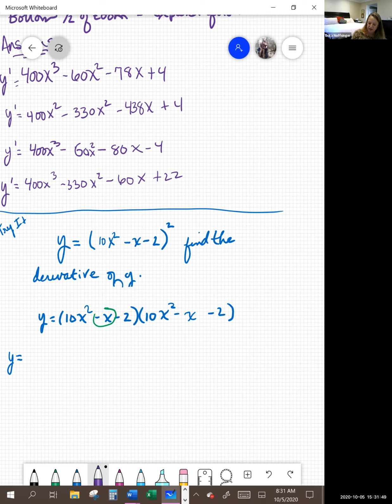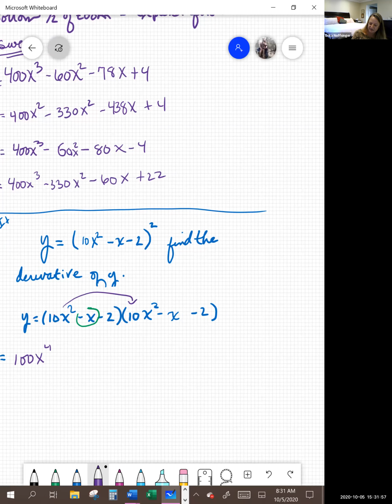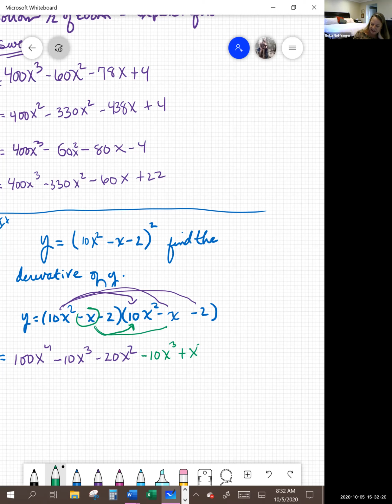So 10x squared times 10x squared, that's 100x to the fourth. 10x squared times negative x, that is a negative 10x cubed. 10x squared times negative 2, so that gives us a negative 20x squared. So distribute negative x: negative x times 10x squared is negative 10x cubed. Negative x times negative x, that's plus x squared. Negative x times negative 2 gives us plus 2x.